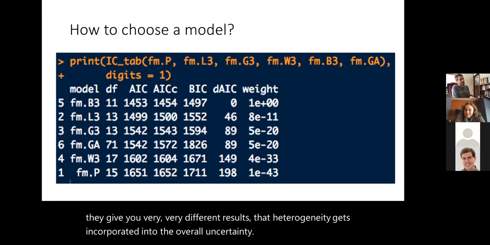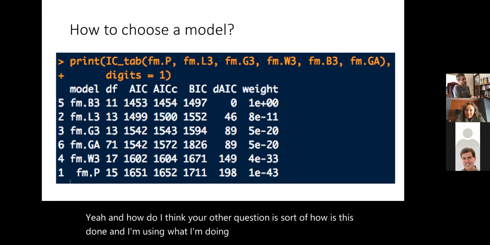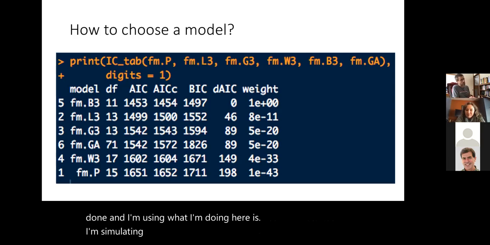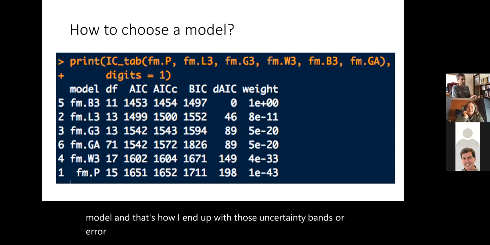Yeah, and Haldra, I think your other question is sort of how is this done? What I'm doing here is simulating data, like a forward simulation from each individual model, and that's how I end up with those uncertainty bands or error bars. That makes sense. Around it. Yeah.